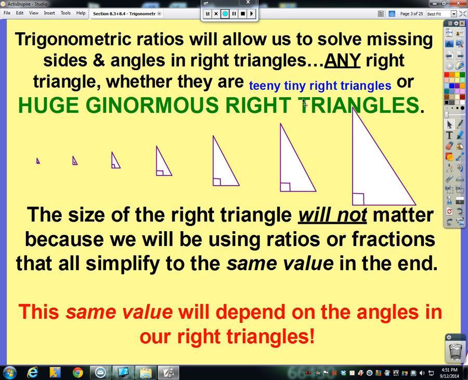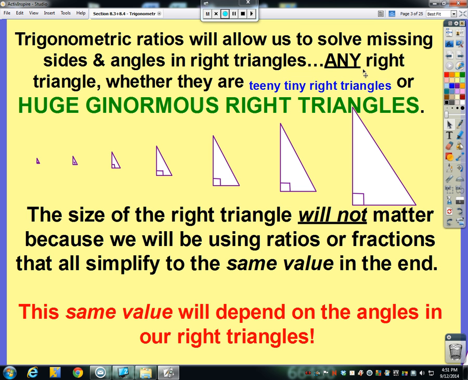Now, here's the beauty of trig, is that it works in any right triangle. Whether we have little baby teeny tiny right triangles or huge ginormous right triangles that would be off the screen here, the size of the right triangle will not matter because we will be using ratios and fractions that all simplify to the same value in the end.